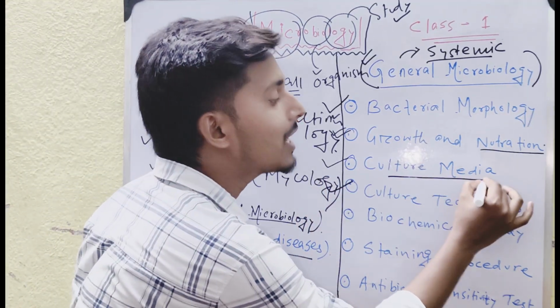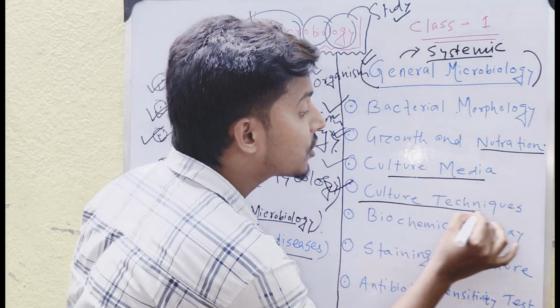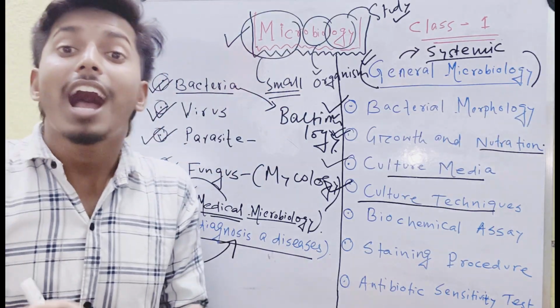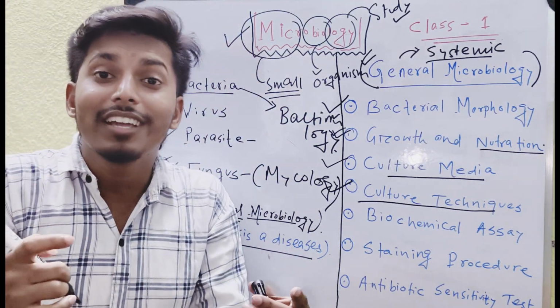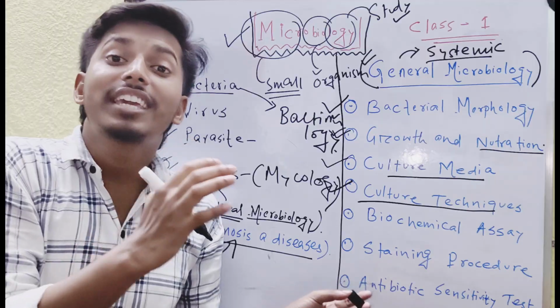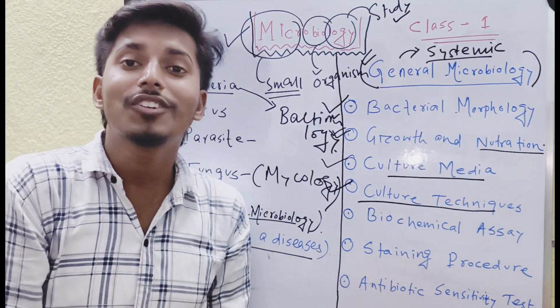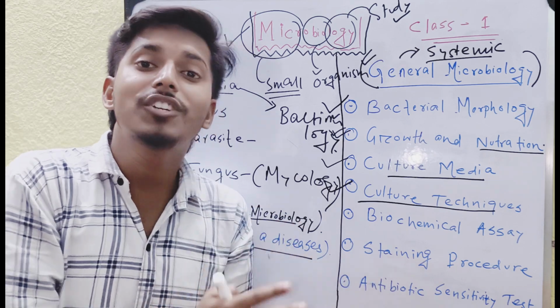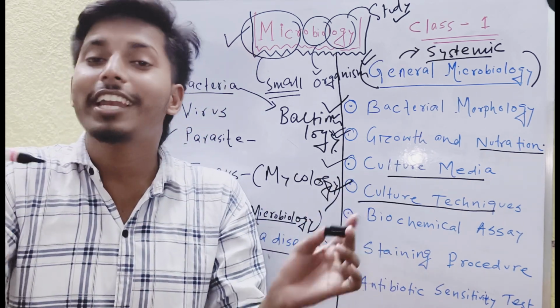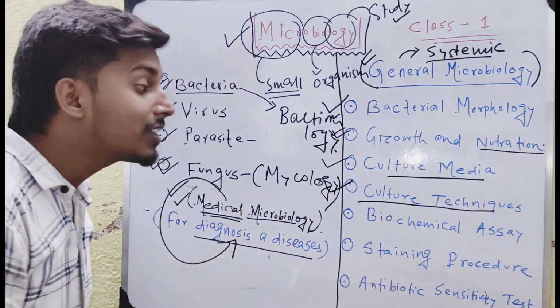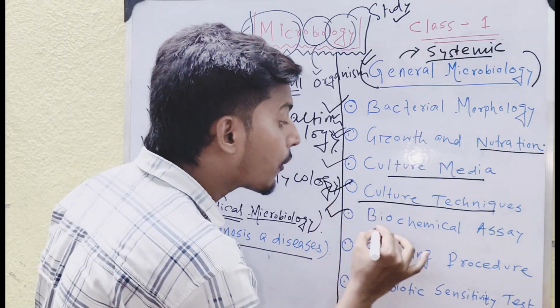After preparing the culture media, we will go to the culture techniques. Culture technique means how you do the culture. That may be streaking, spread culture, pour plate culture, or stab culture. There are lots of culture techniques. We will understand them.